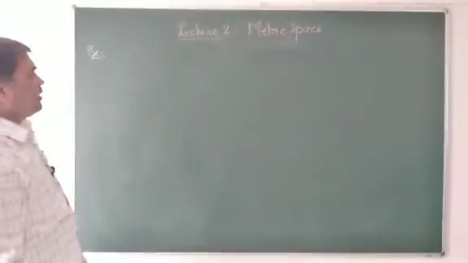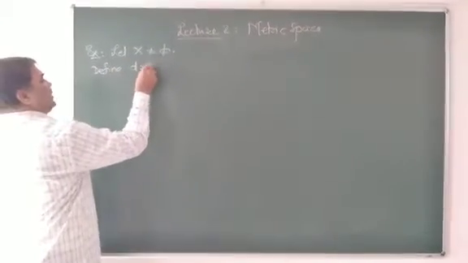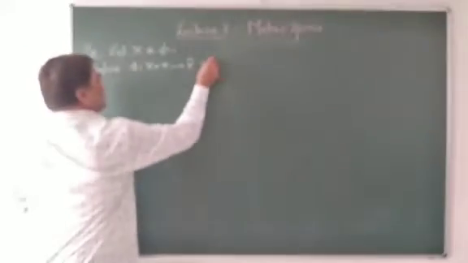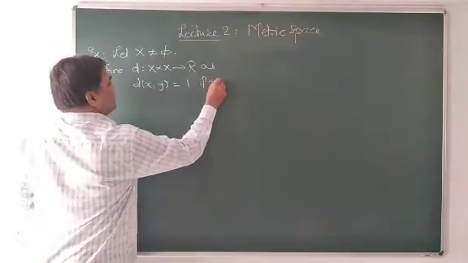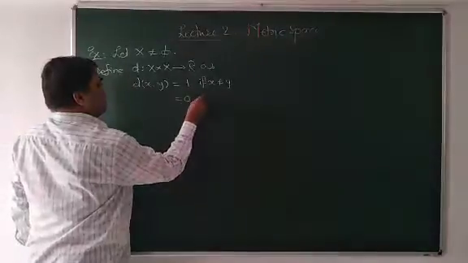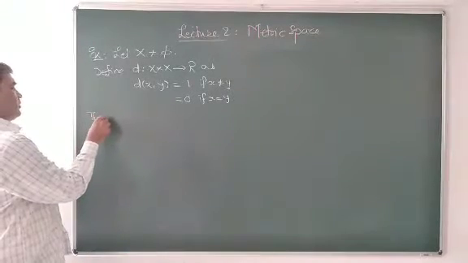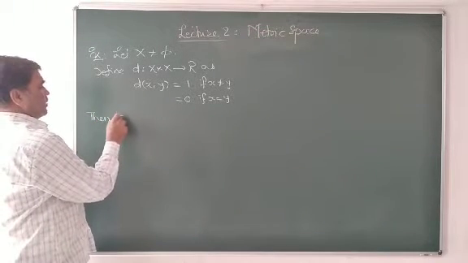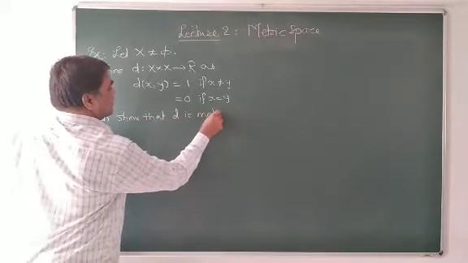So, see the next example here. Let X be a non-empty set. Define d from X cross X to R as d of (x, y) is equal to 1 if x is not equal to y, and it is 0 if x is equal to y. Then show that d is a metric for X.